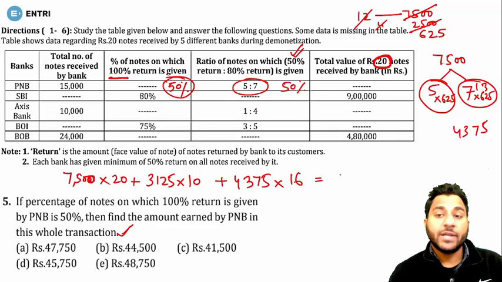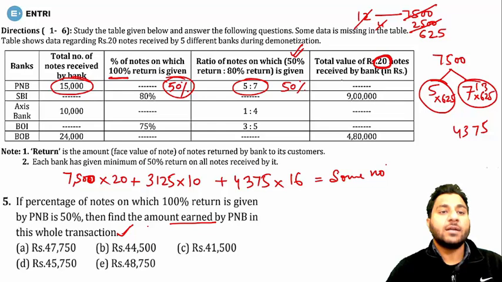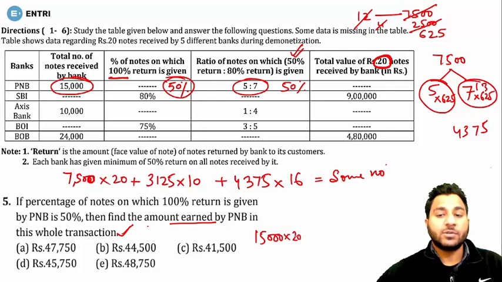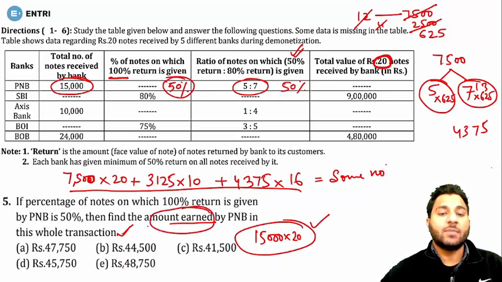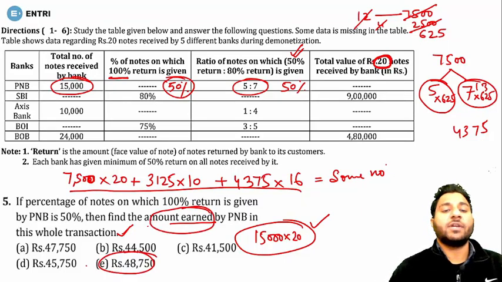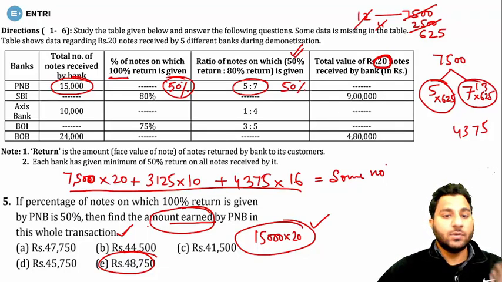Now when you calculate all these data, you will get some numbers, but what will you do to get the earned profit? You will compare it with the total received value. Okay, so 15,000 were the notes, and if you multiply it with 20, you will get the whole value. Now if you subtract this data from this one, you will get the earned amount, and that is 48,750.